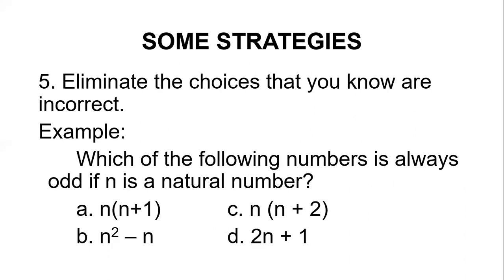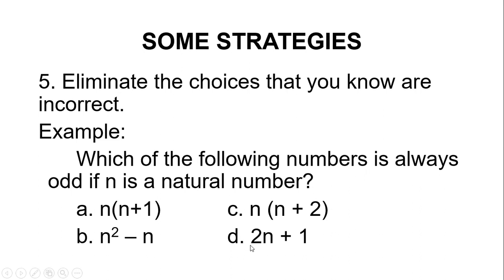Number 5, you have to eliminate the choices that you know are incorrect. Because by eliminating what you know is wrong, it gives you a higher chance of selecting the correct answer. For example, which of the following numbers is always odd if n is a natural number? So you try. For example, if n is 3, it will become 3 times 4, 12. Oh no, 12 is even, so eliminate that. You could also try with B, C, and D.